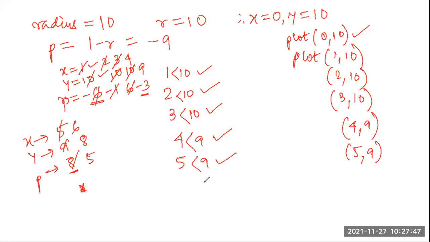6 is lesser than 8. True. Again, I will go back. I will just plot 6 and 8. Again, I will check what is the decision parameter 5. So what will be the new value of x and y and p? 7, 7, and 6. Okay. Now I will check. 7 lesser than 7. Is it true?